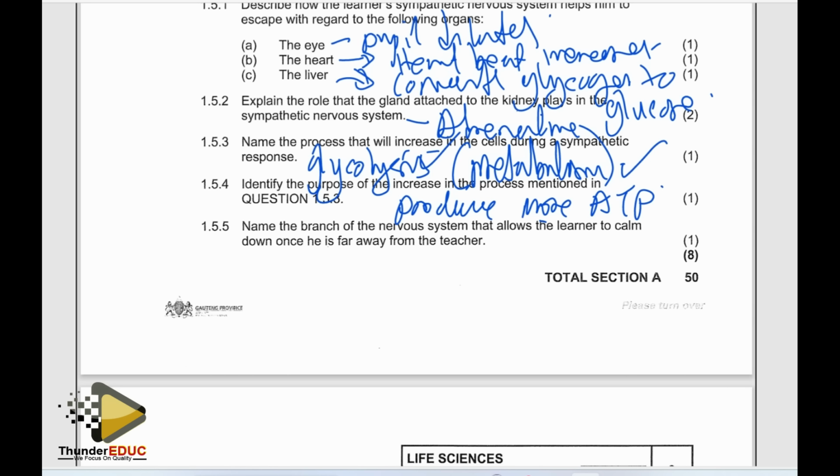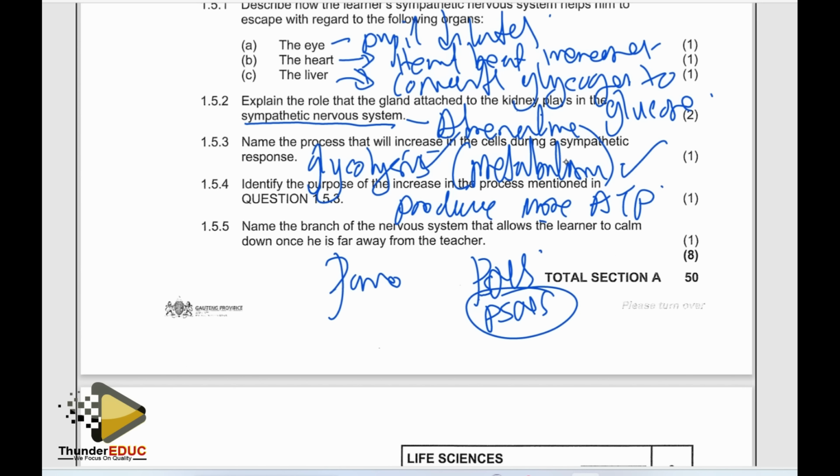Name the branch of the nervous system that allows the learner to calm down once he is far from the teacher. That is the parasympathetic nervous system. I'll say PNS. But you're supposed to say parasympathetic nervous system. You can't just say PSNS.